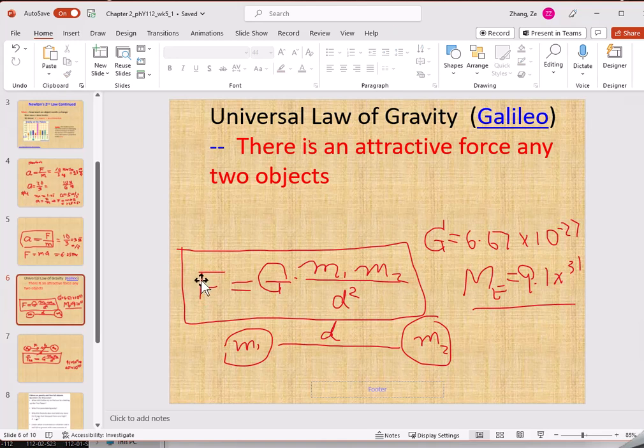And here is the formula over here. This formula says the force between two objects depends on the product of the masses, and also depends on the distance between them. The more mass of the two you multiply together, the more force. And of course, the farther away, the weaker. The force becomes weaker when the objects are far away.